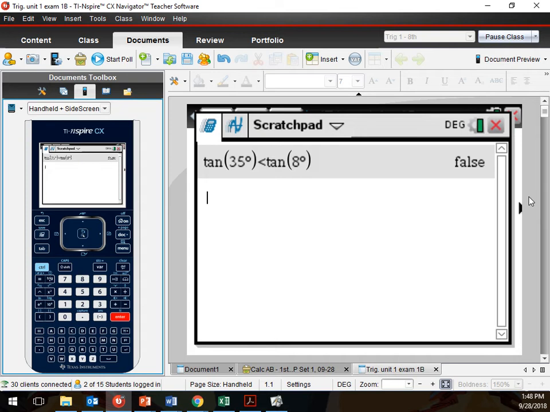Did everyone check to make sure that their calculator's in degrees? No, mine is not. How do you change it? I changed mine to 3. Yeah, that's false.